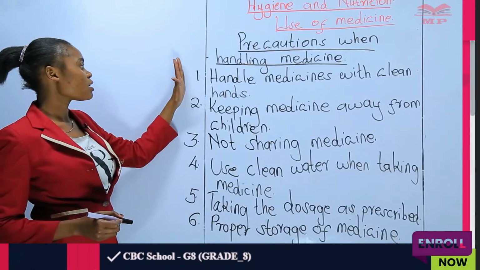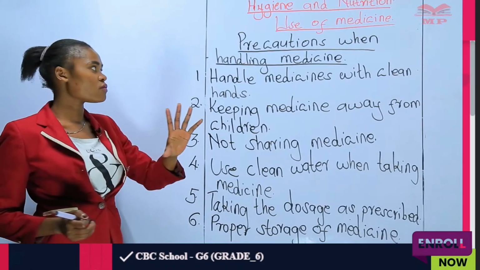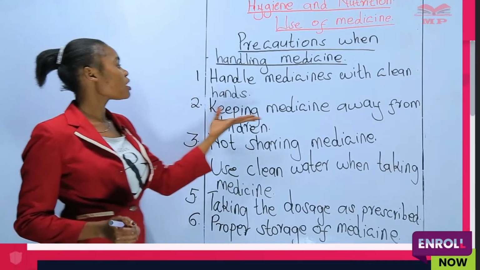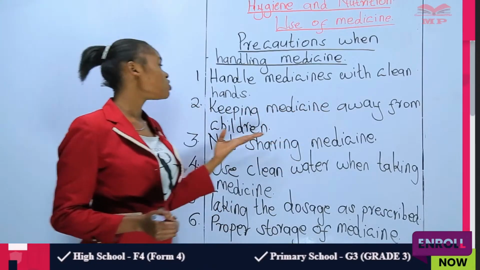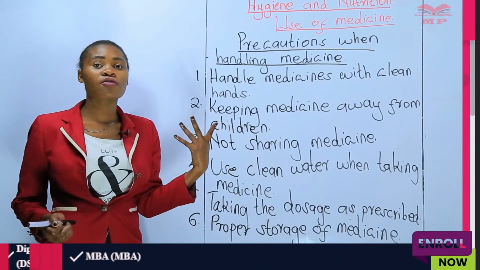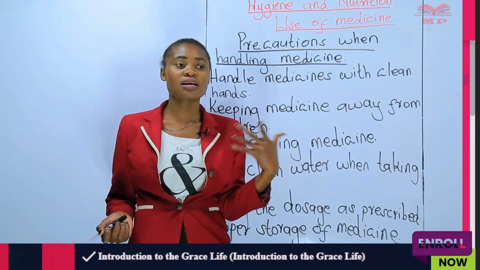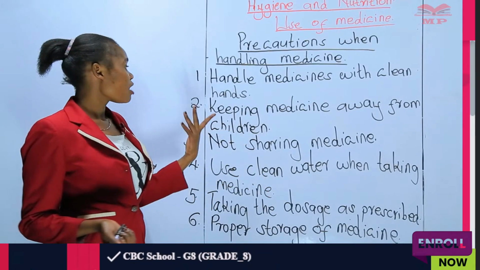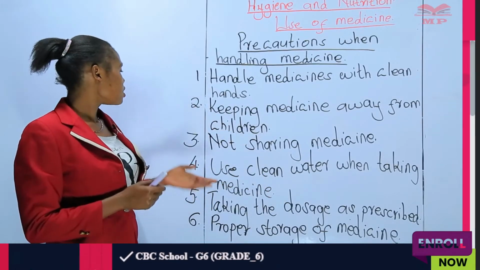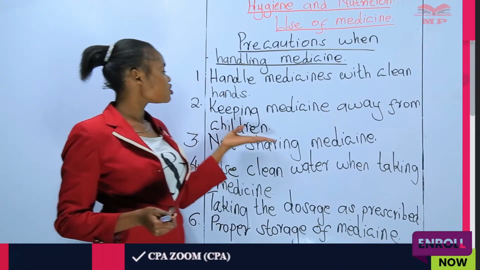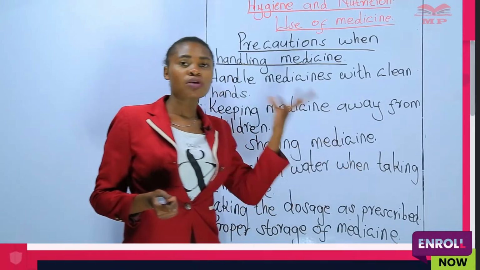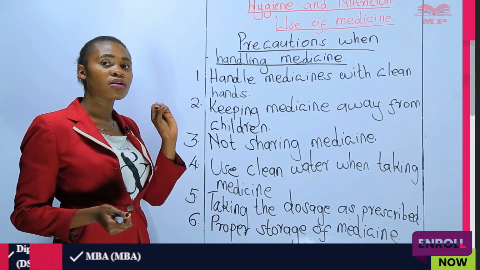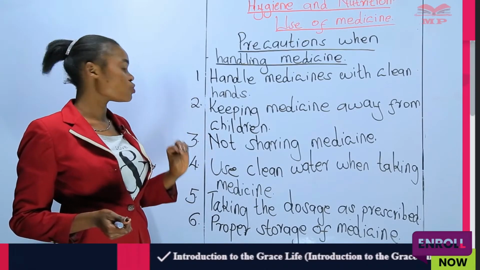The first one, make sure that you wash your hands before you handle the medicines. Number 2, keeping medicine away from children. Keep the medicines away from children because children can easily play with the medicine and some can even swallow the medicine, which is not good. Number 3, not sharing medicine. Make sure that when you have been given medicine by the doctor, you are finishing the medicine. Don't give it to any other person.